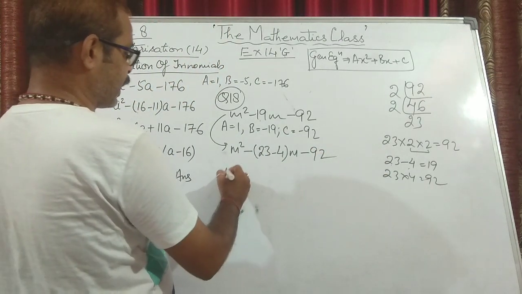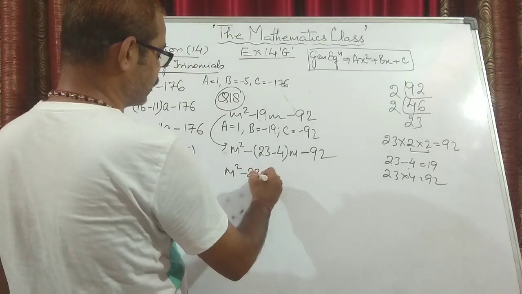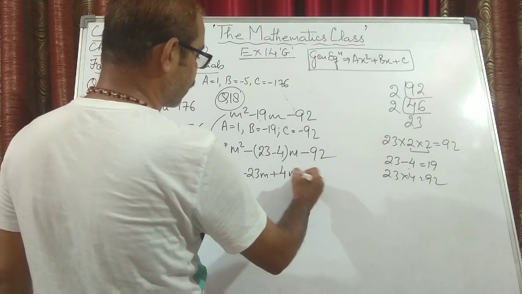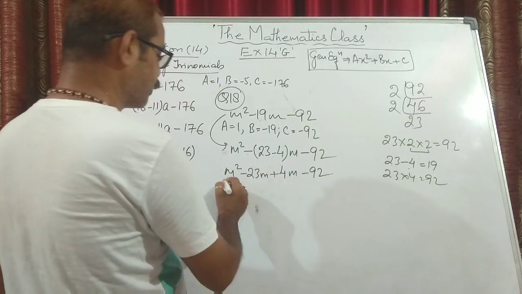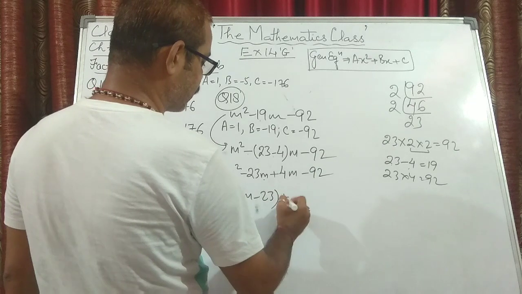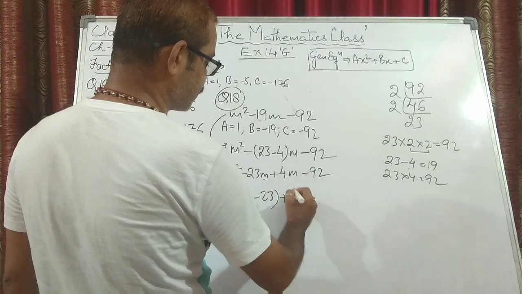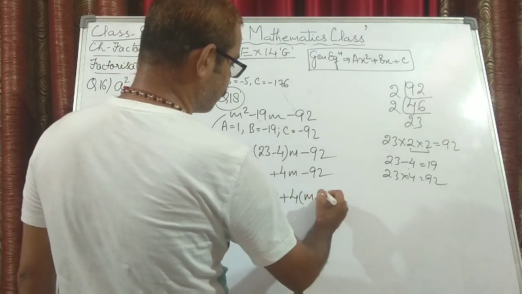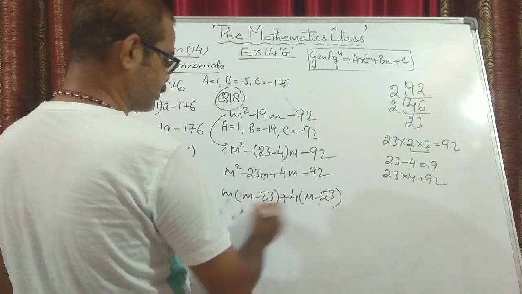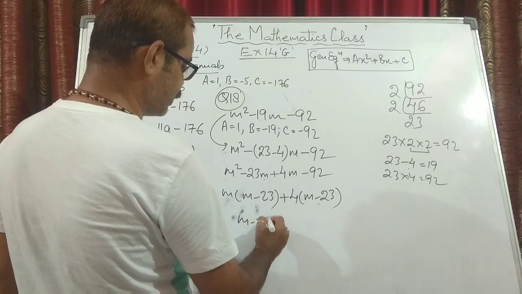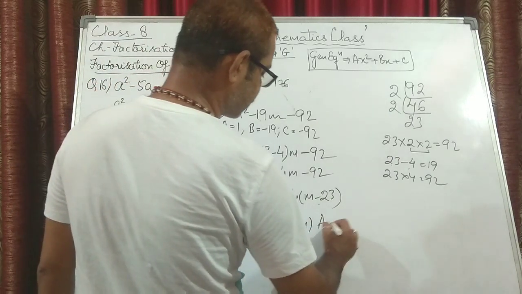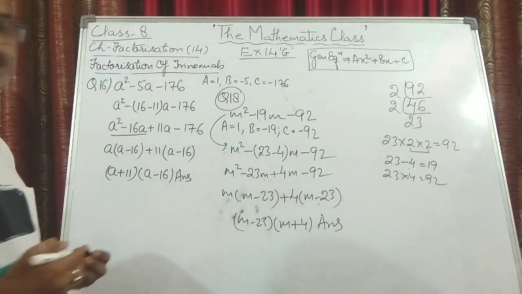Now when we open the bracket, it will be m square minus 23m, minus minus will become plus 4m, minus 92. From this you can take m common, m minus 23 is left, plus from these two we can take 4 common, m minus 4 2s are 8, 4 3s are 12, 23. You can see both the answers are same. It means m minus 23 is taken common and m plus 4 is left, and that is the factor, or that is the final value.